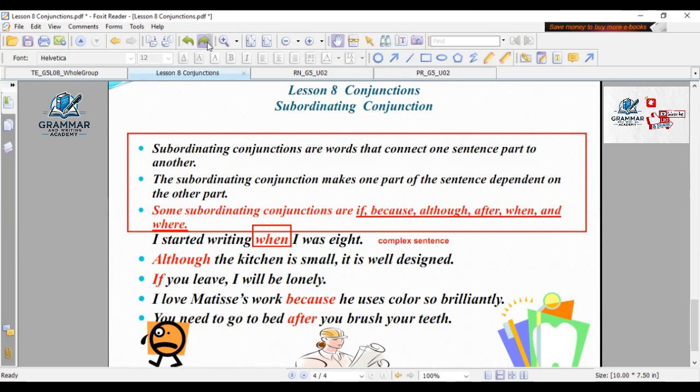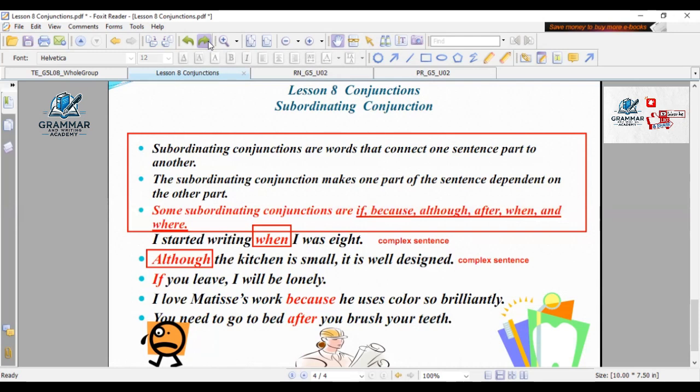exactly like sentence number 2. Read number 2 for us, Mustafa. Okay. Although the kitchen is small, it is well designed. In this second sentence, we have a conjunction. The subordinating one is called although, followed by a sentence, the kitchen is small, and a comma after it. It's well designed. Because of that, although, we have also a complex sentence. You have to write also a complex sentence.